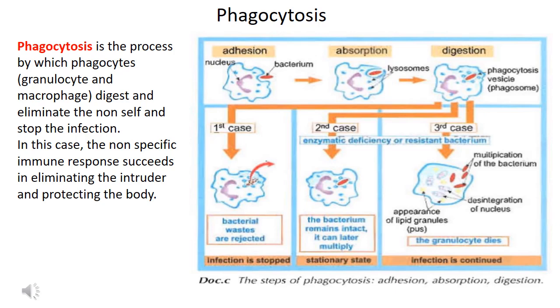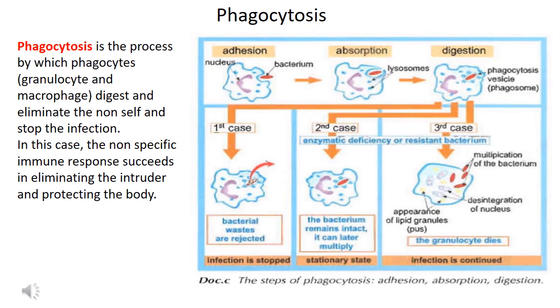Phagocytosis consists of 3 steps. Look at the figure, please. Step 1, adhesion. During this step, the white blood cell, the macrophage, of course, or the granulocyte, approaches the microbe, adheres to it, and engulfs it. In the second step, absorption, the microbe is absorbed by a vesicle of endocytosis.